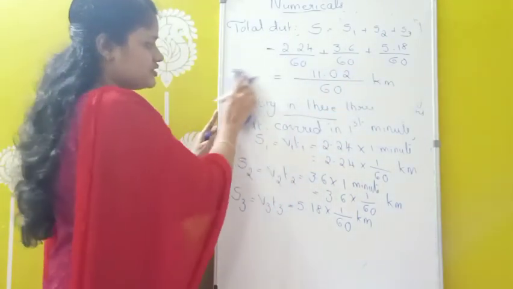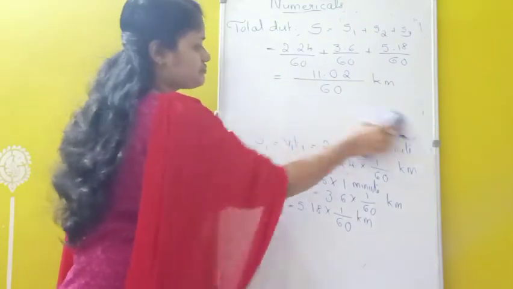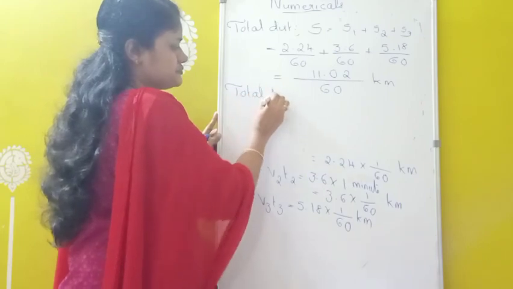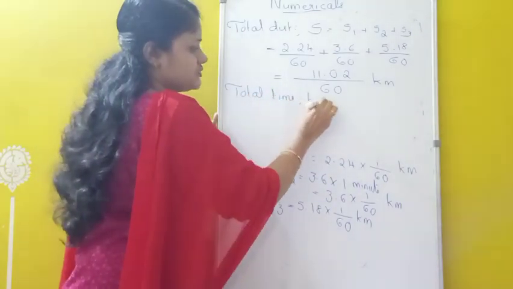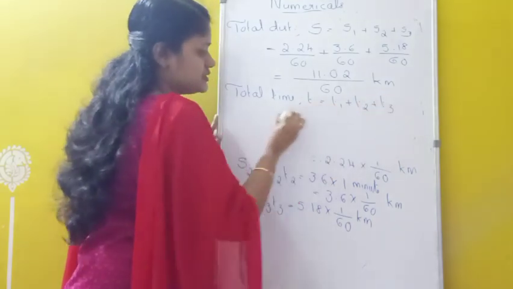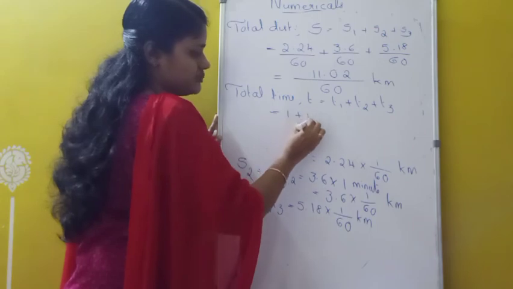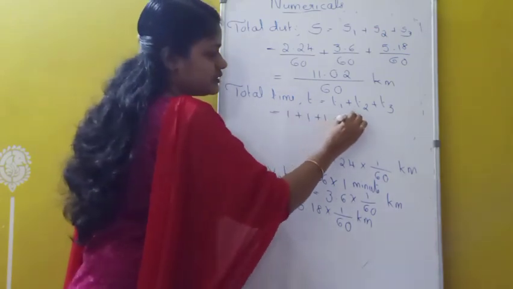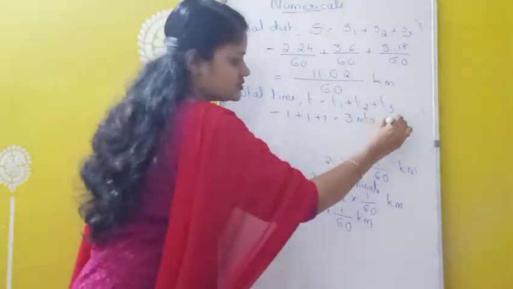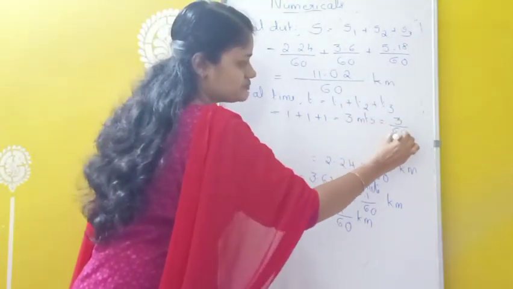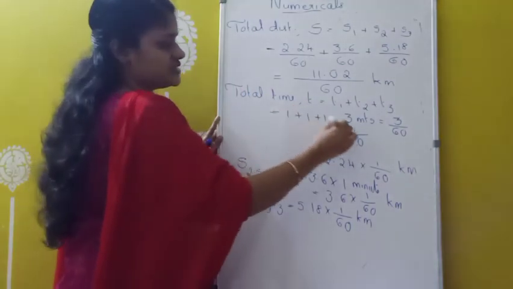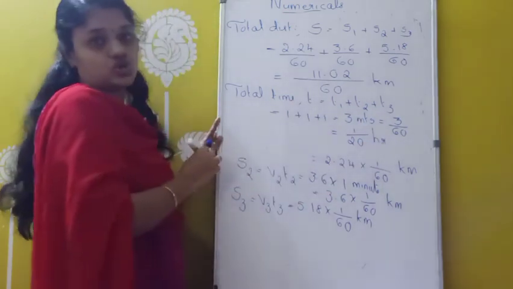Okay. Now we have to find the total time. So total time T equals T1 plus T2 plus T3. That is 1 minute plus 1 minute plus 1 minute, that means 3 minutes. 3 minutes you have to convert into hours. That means 3 by 60, which is equivalent to 1 by 20. So 1 by 20 hour is the total time.